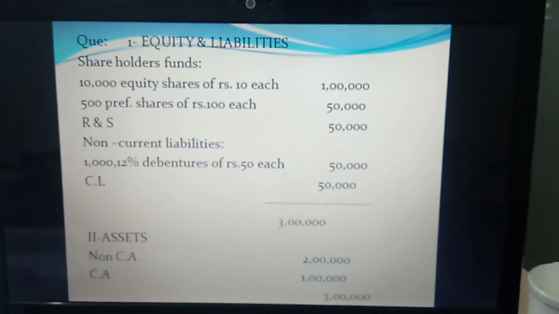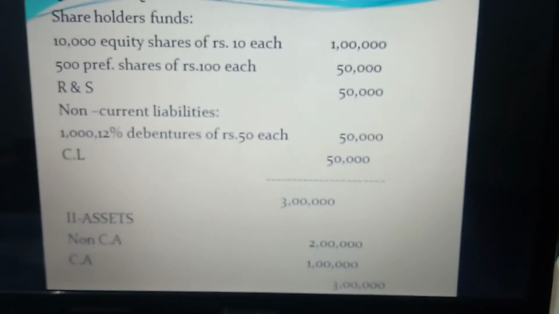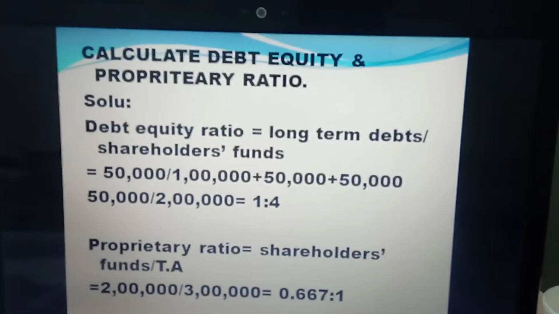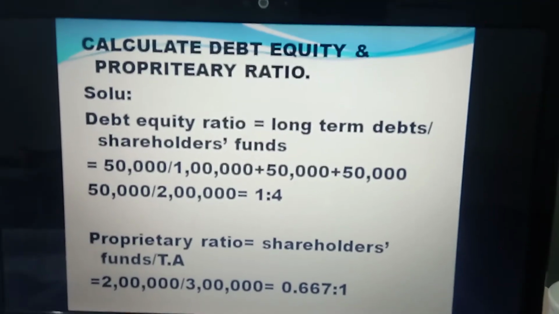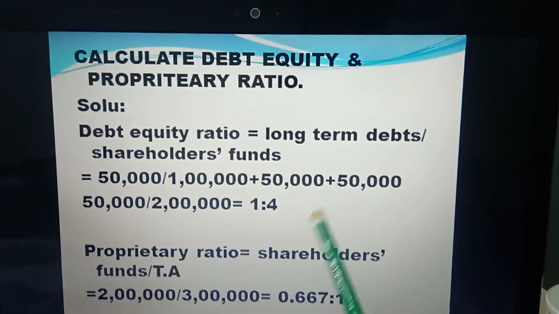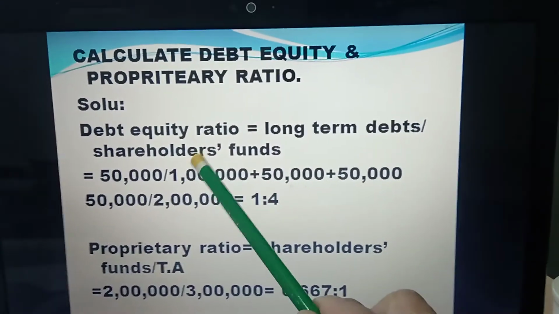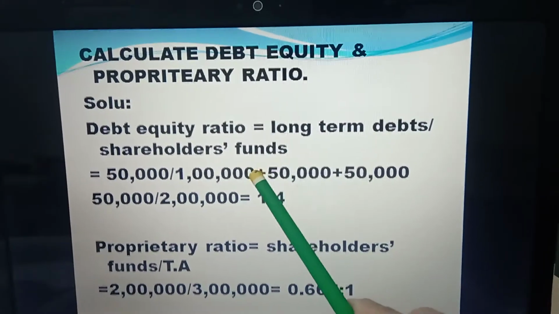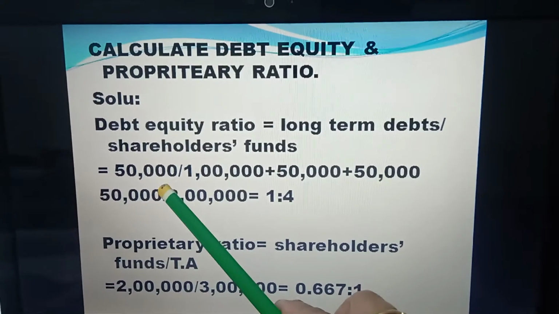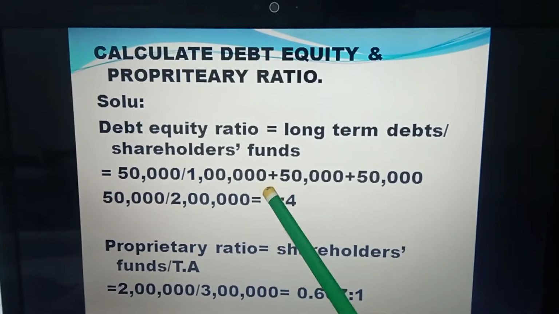Moving to assets, non-current assets are rupees 2 lakh and current assets are rupees 1 lakh. The total is again 3 lakh. Now from this balance sheet we are supposed to calculate the debt equity ratio and the proprietary ratio. The debt equity ratio formula is easy: long-term debts divided by shareholders' funds. According to this balance sheet, long-term debts are 50,000.